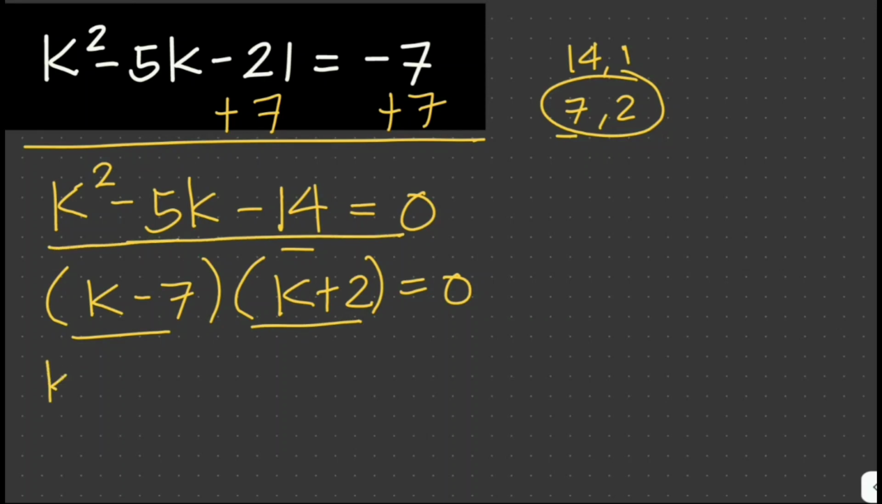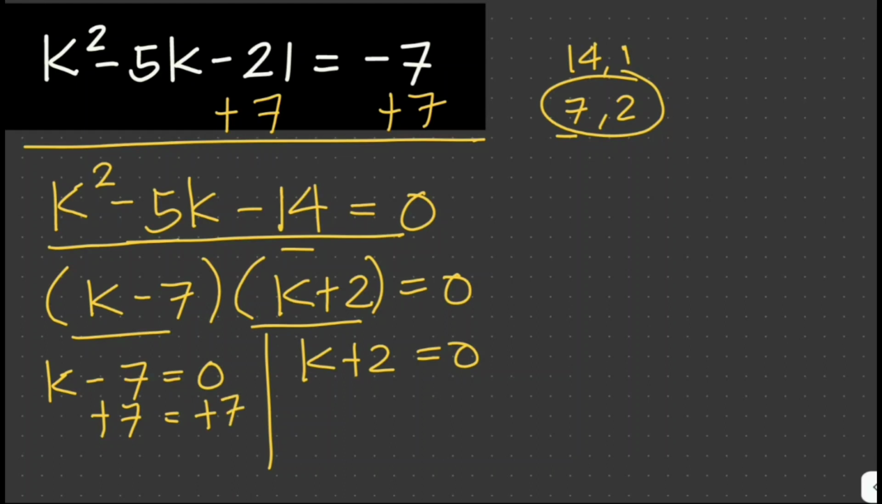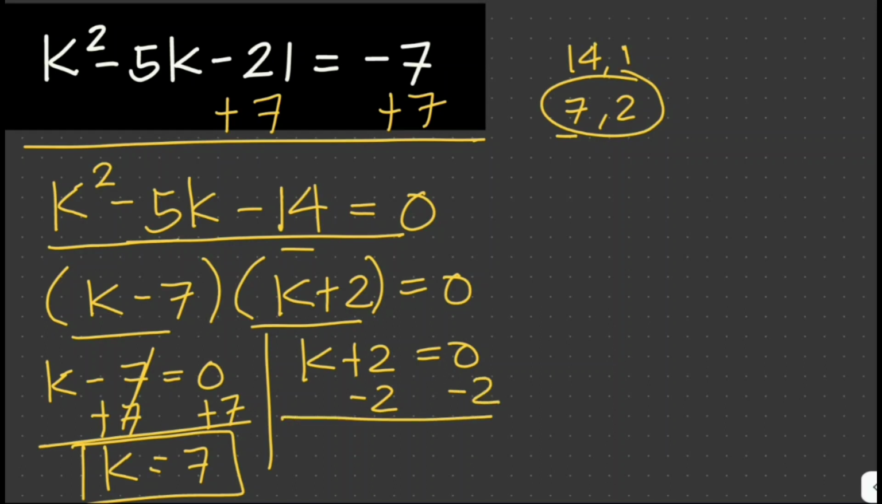And then we can set each factor to 0 to solve for k. So k minus 7 equals 0, or k plus 2 equals 0. So we add 7 here. So k here is equal to 7. And then here we subtract 2 from both sides. Then k is equal to negative 2. Therefore, the values of k here are 7 and negative 2.